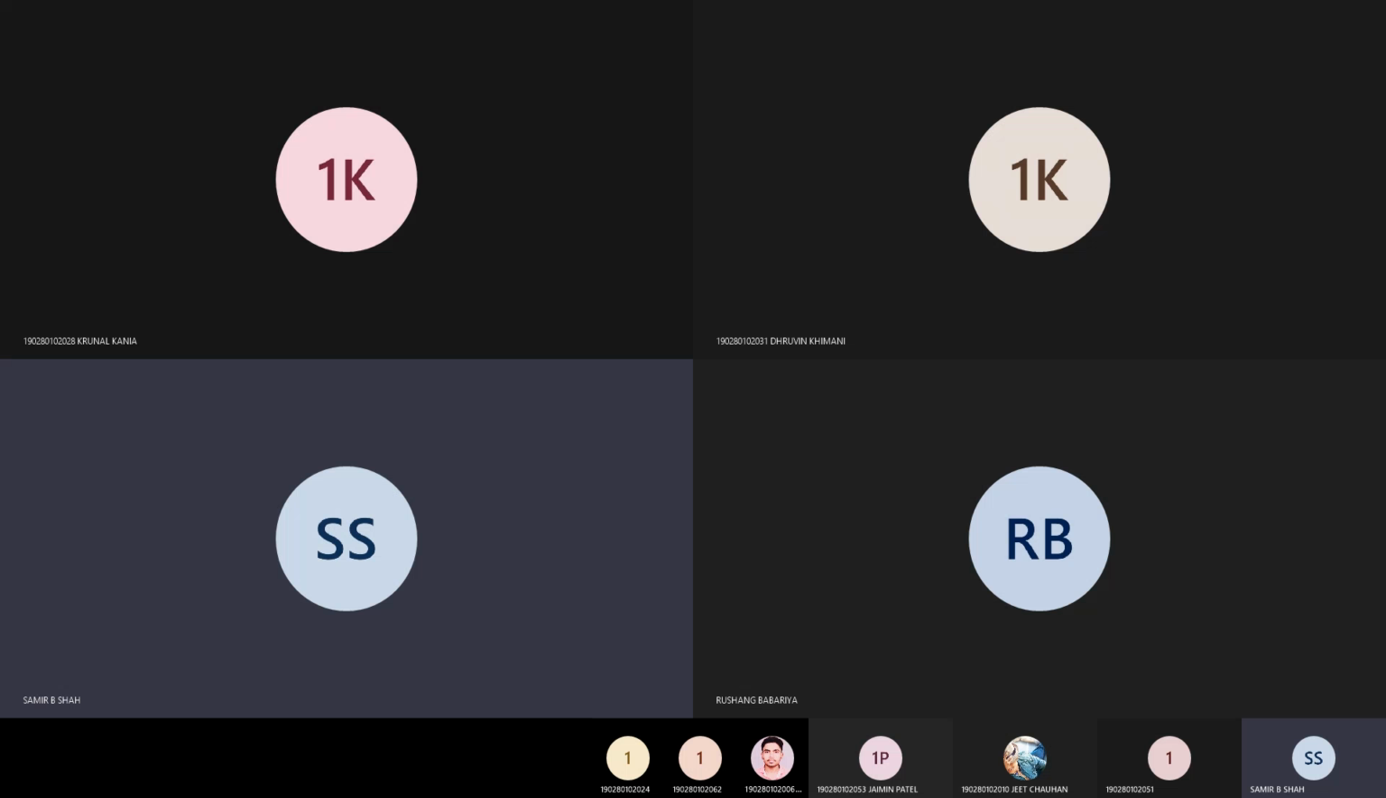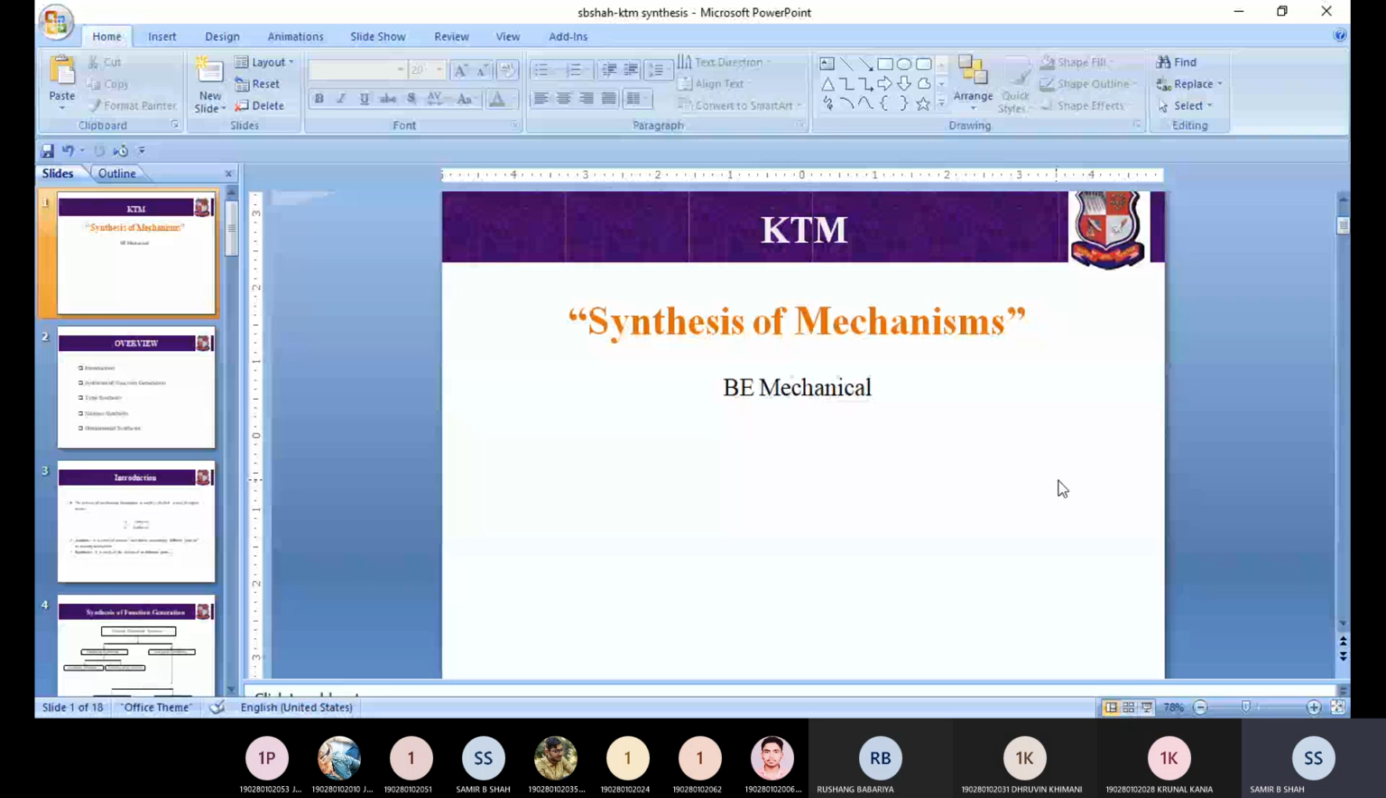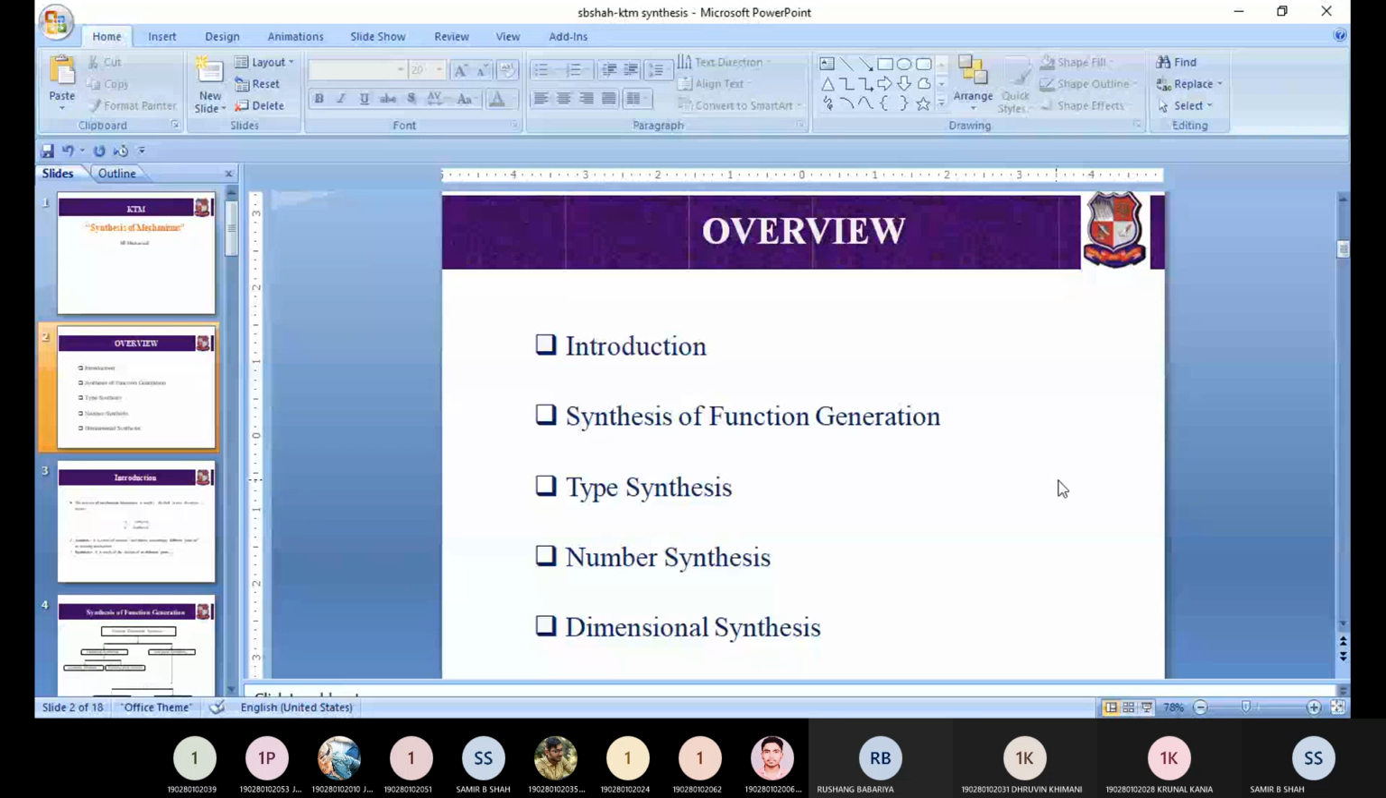This is the chapter that we started in the previous lecture. These are things regarding synthesis of mechanism. Now we just go with some other things, and after that we start the solution, or we can say the basics about synthesis and the importance of synthesis. These are some basic overview that we discussed today in our lecture.